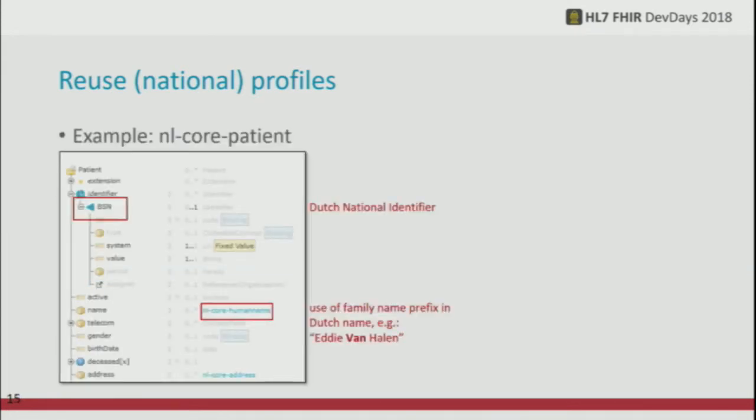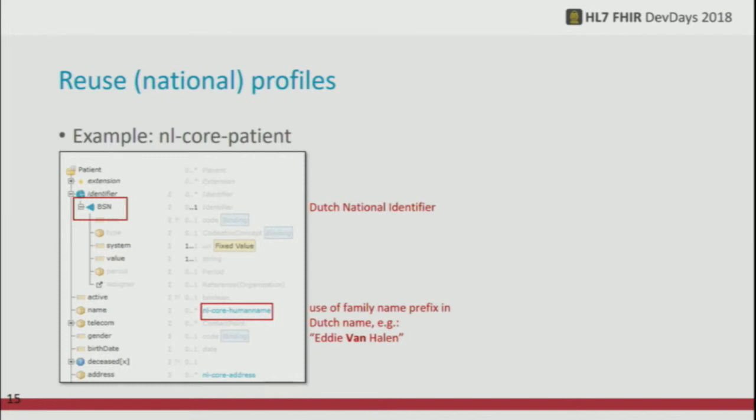So this is what our Dutch patient looks like. Here is our national identifier, it's called BSN, and this is how we constrain that. You can see there's still 0 to star, 0 to multiple identifiers, and you have one optional patient identifier, which we created with a fixed value of the naming system that we put in, and we would like to have you provide a value with that.